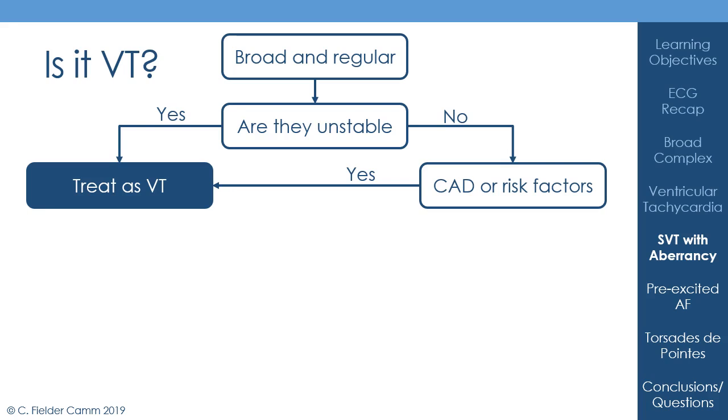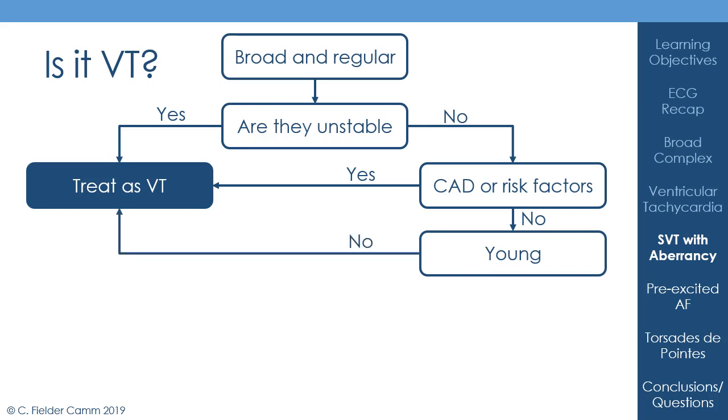So let's say you've got a stable patient and they don't have coronary artery disease or any real significant risk factors. Okay, are they young? And by young, I mean, are they in their 20s, 30s, maybe 40s? I think if the answer is no to that, again, I would treat it as ventricular tachycardia.